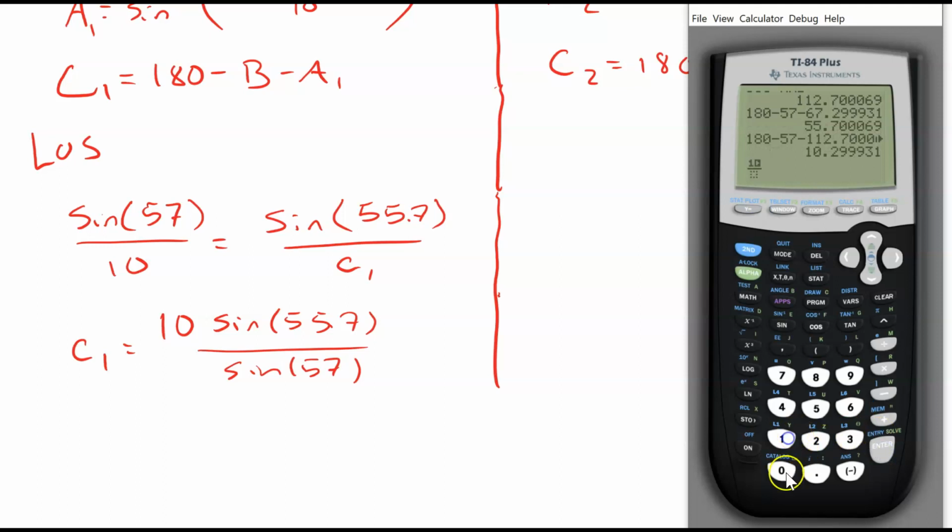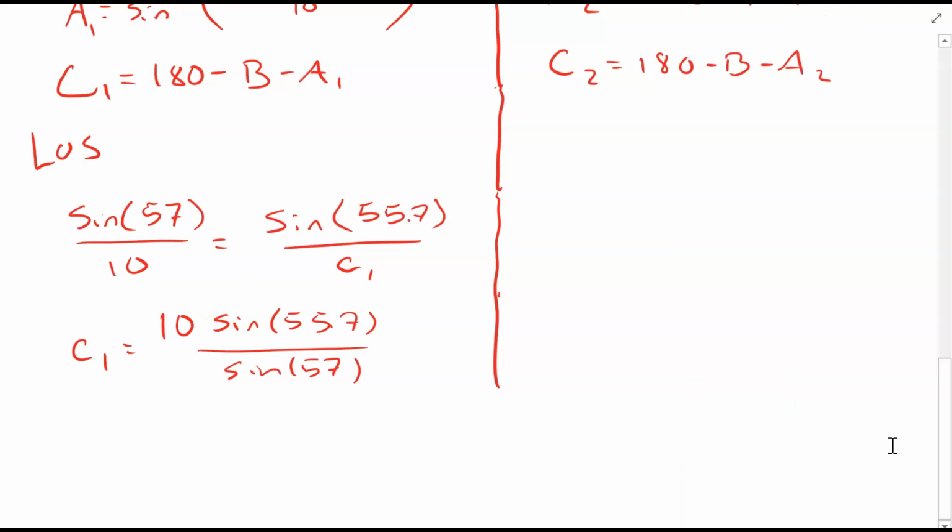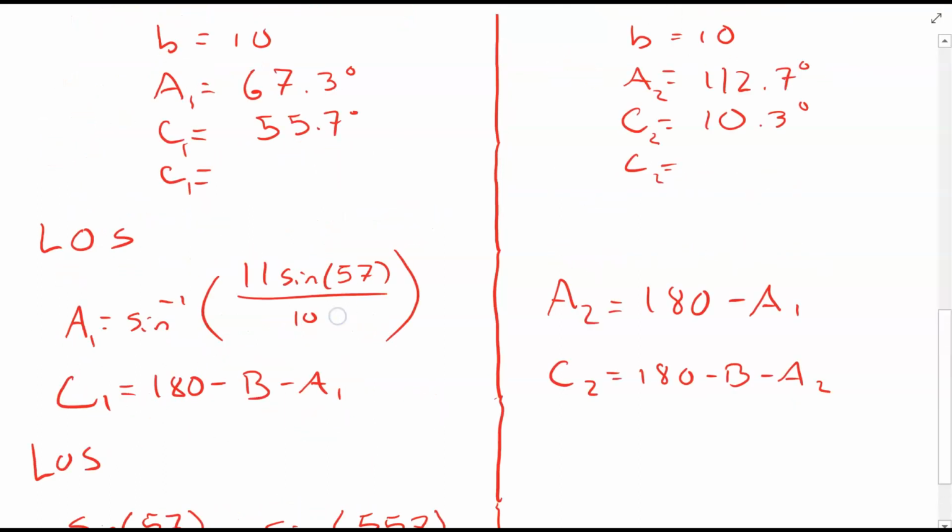When I go to the calculator, I get 9.85. Well, I guess I've been rounding everything else to one decimal place. I'll just call that 9.9.